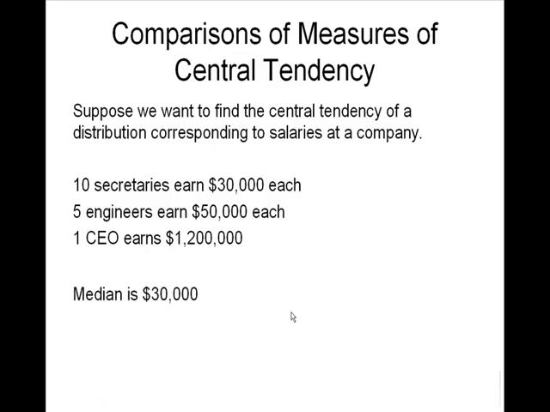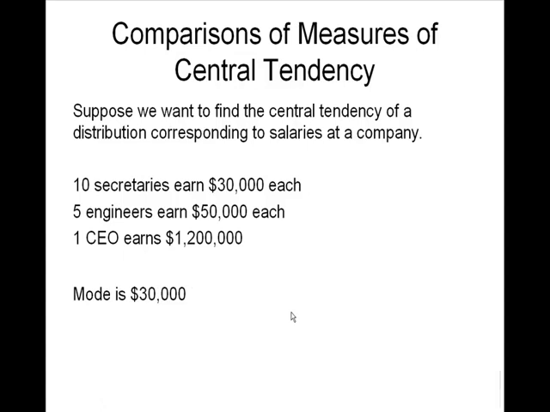If we calculate the median, we are looking for the middle data value. So if we listed all these in order, all the 10 30,000s, and then the 5 50,000s, and then the 1.2 million, the middle data values here, in fact it would be two middle data values, would be two 30,000s, and the arithmetic mean between them is 30,000. So the median would be 30,000.